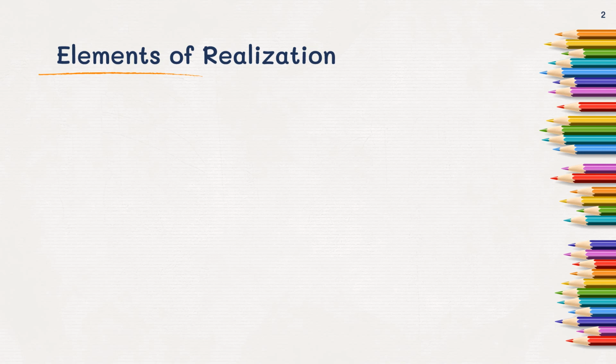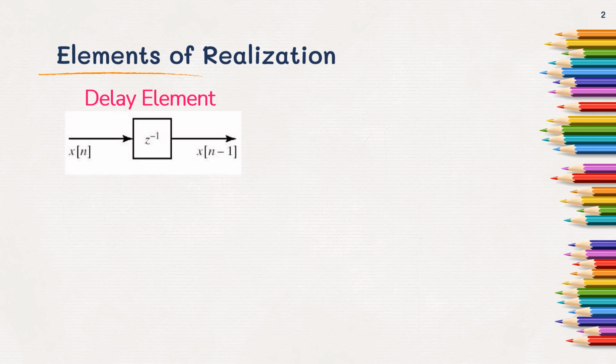Now let us see what the basic elements of realization are. The first element is a delay element. If x of n is the input given to a delay element, it is represented by z power minus 1. The output you get is x of n minus 1, which means there is a delay by 1. The next element is an adder.